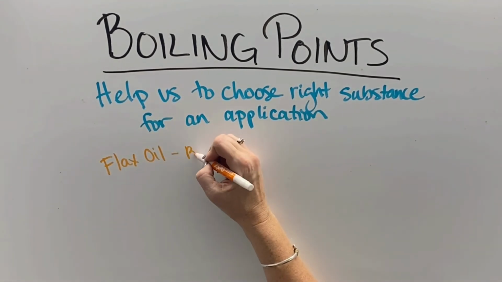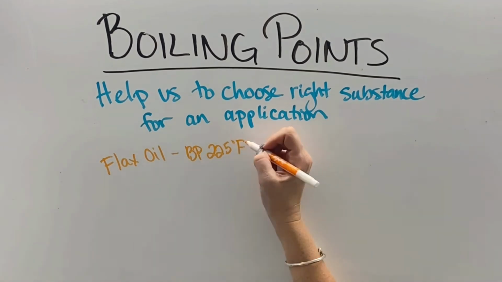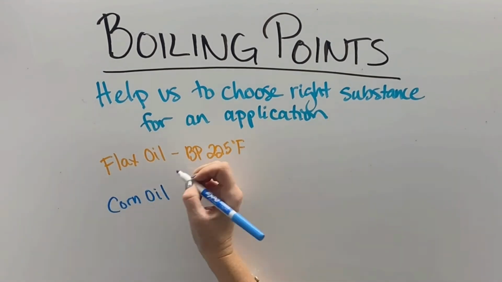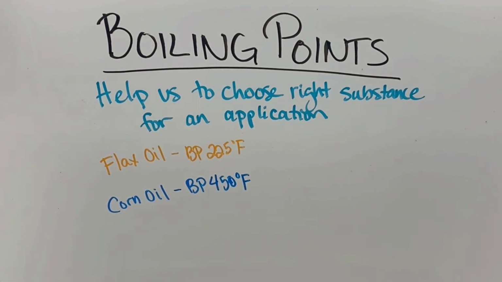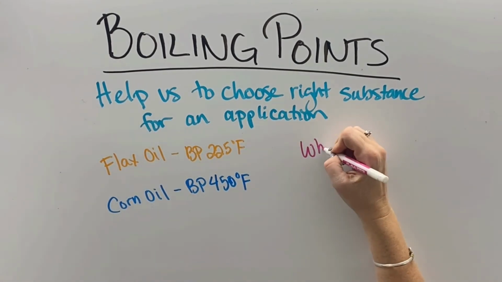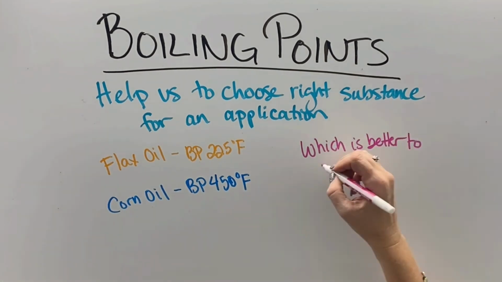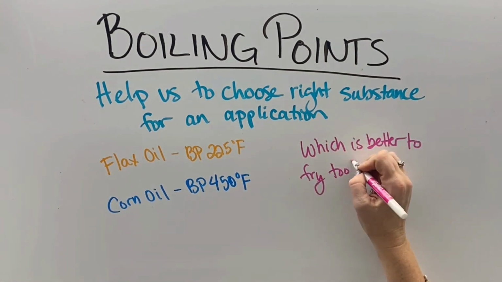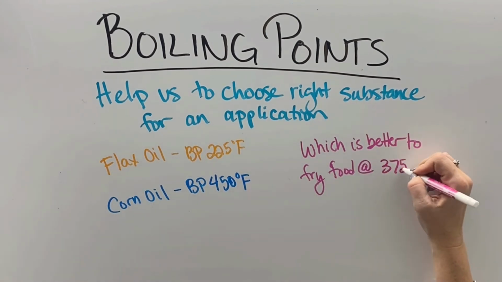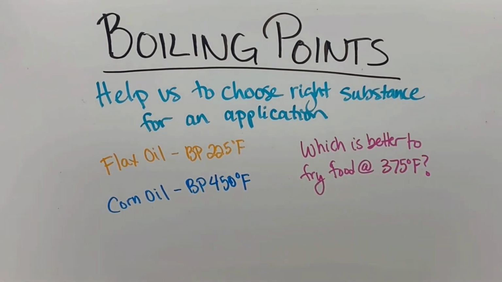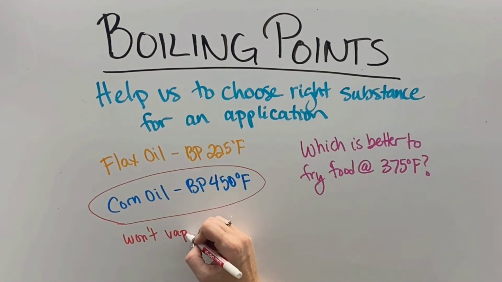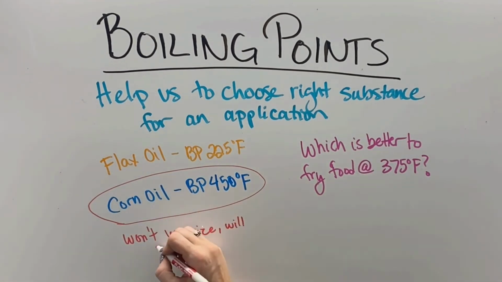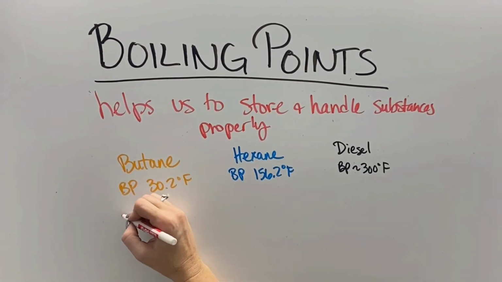Boiling points help us choose the right substance for an application. Flax oil has a boiling point of 225 degrees Fahrenheit, and corn oil has a boiling point of 450 degrees Fahrenheit. So if we wanted to pick an oil to fry food in at like 375, we're not going to pick flax oil because flax oil would boil off and then the oil would be gone. And we need the oil to keep our food cooking. The corn oil tends to be a more common oil that we fry food in because it has a higher boiling point, and so it stays liquid oil at the temperatures we need it to be working at.